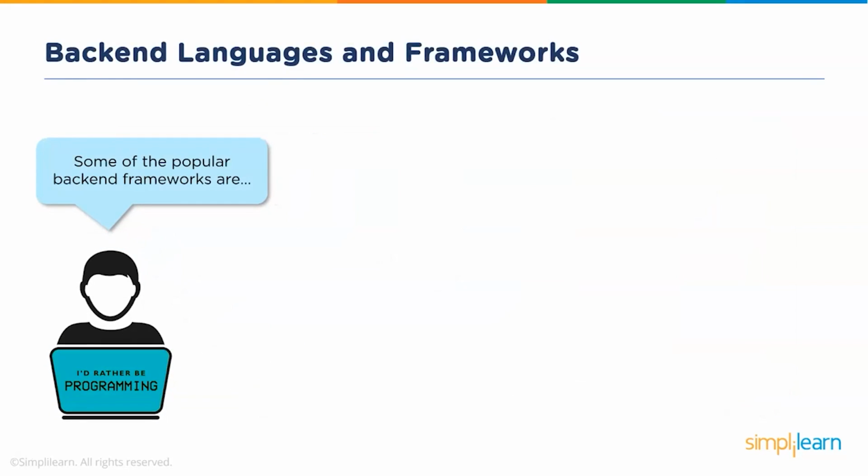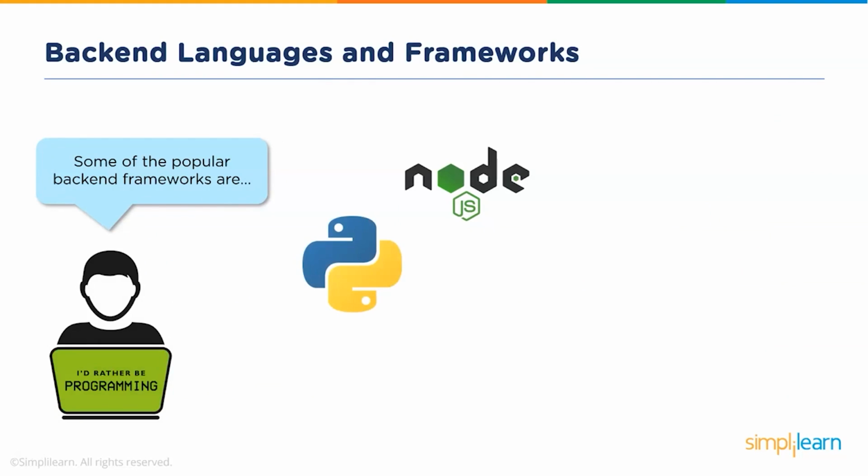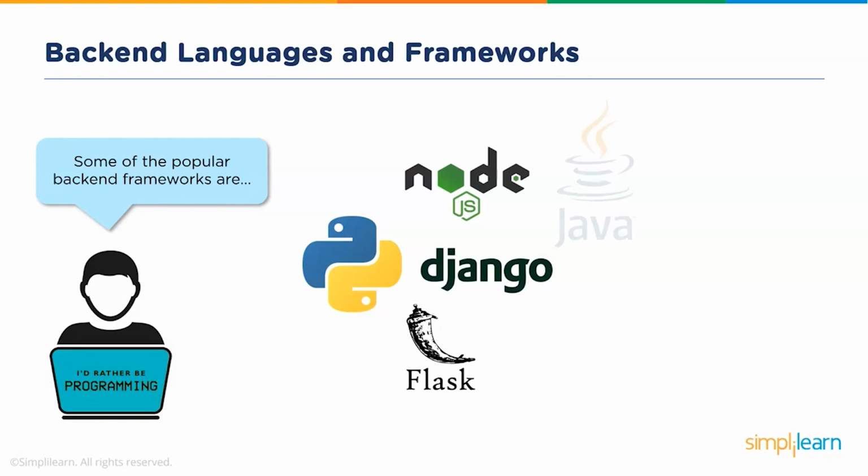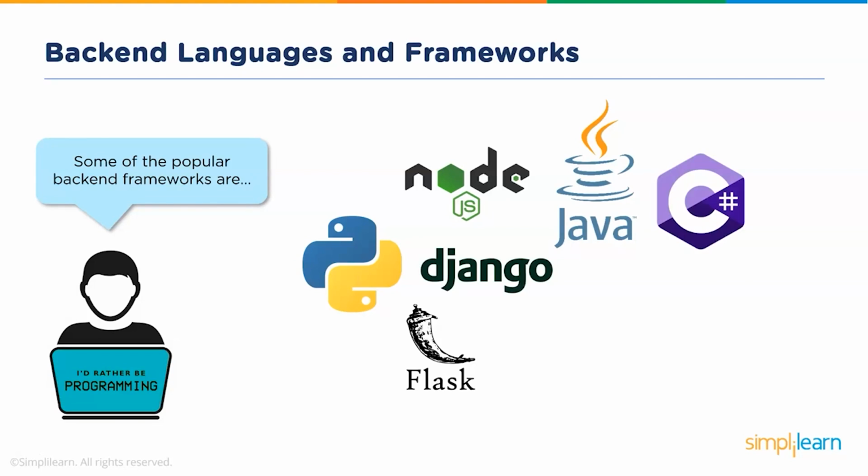So now let's have a look at some backend languages and frameworks. Firstly, we have Node. Node and Express.js are packages provided by JavaScript. Then there's Python, which is a very popularly used language. Python frameworks like Django and Flask are popularly used to create the backend of applications. Then there's Java. And Java provides Spring and JavaServer Faces, which are also used for backend development.